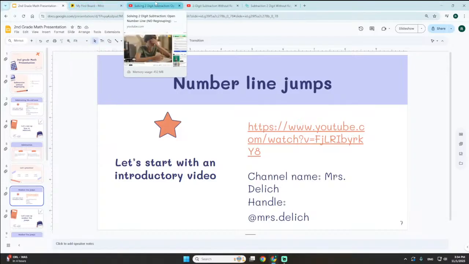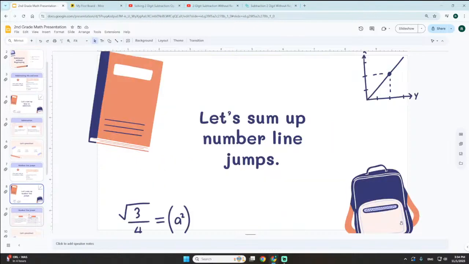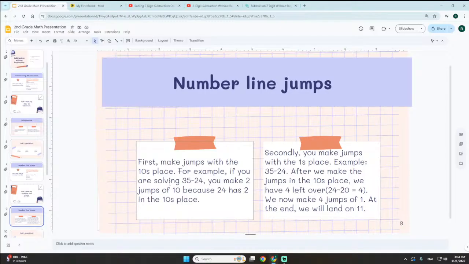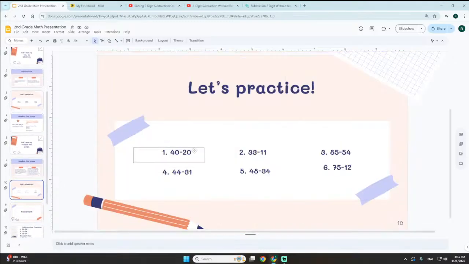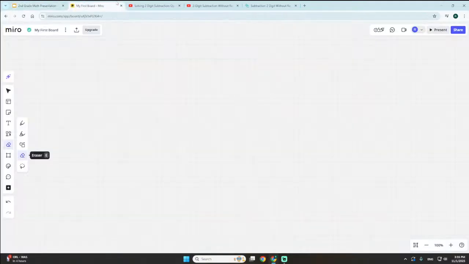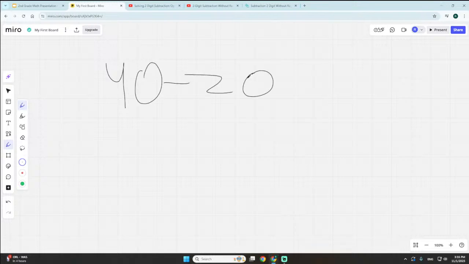So now that we've done that, let's start with number line jumps. So first, we want to set up the line, and then we want to make jumps with the tens place. And then after we make jumps with the tens place, we want to make jumps with the ones place. And you can pause the video to read this if you would like. Let's do some practice problems, and I'm going to walk you guys through these. So, 40 minus 20.